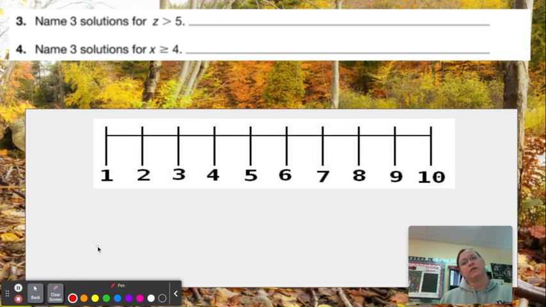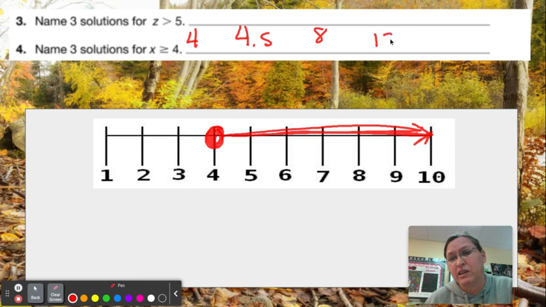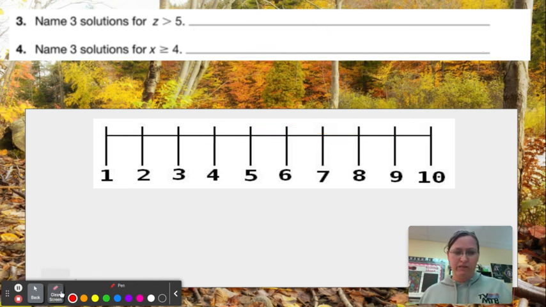It says name 3 solutions of x is greater than or equal to 4. So I am going to circle 4. Then I'm going to be like, wait a minute. It is also equal to 4, so I need to color it in. So I color it in, and now I have to make my line and my arrow the correct way. So 3 possible solutions could be 4. They could be 4.5. They could be 8. They could be 12. They can be 791. There's a huge variety of answers I could have.